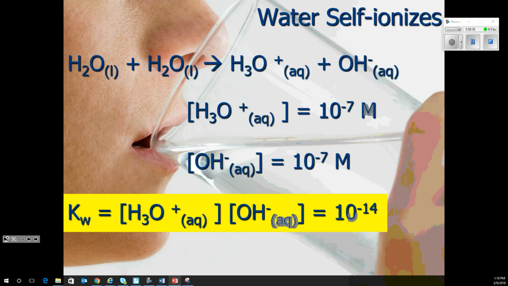Because it's the same amount, it's neither acid nor base, it's neutral. So this reaction right here, we're going to be using a lot, so make sure that you've got it written down on your paper because we're going to be using it in the next couple slides.